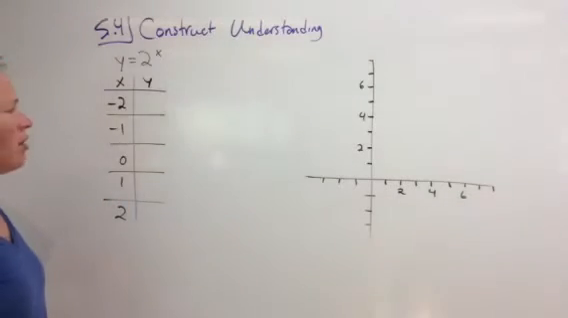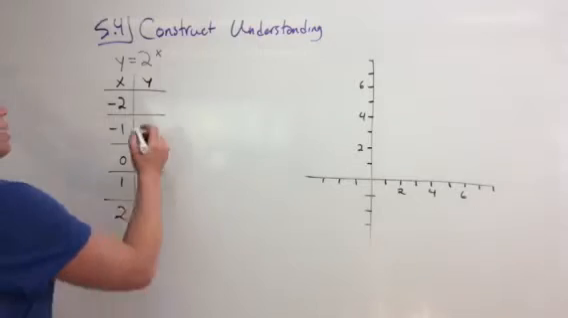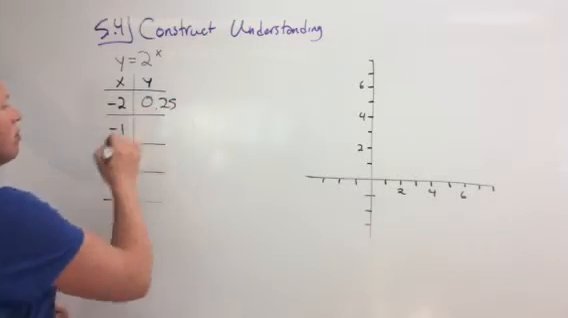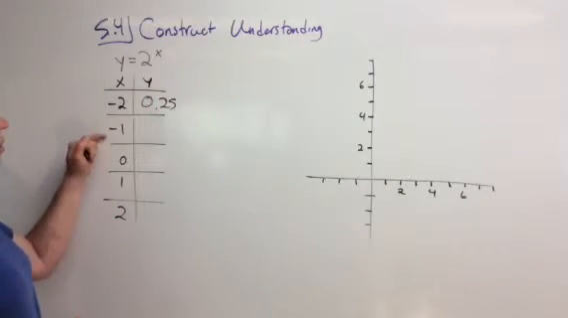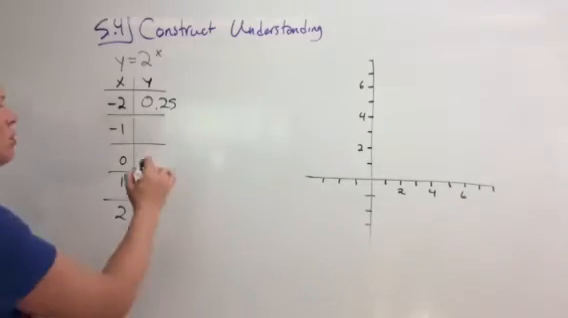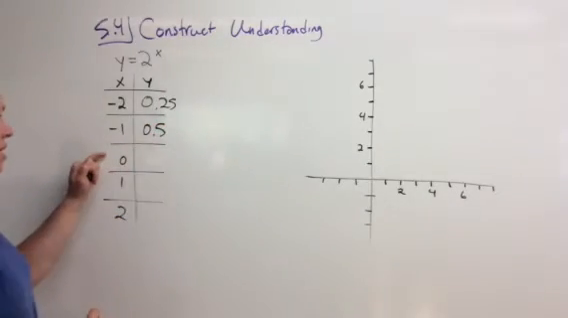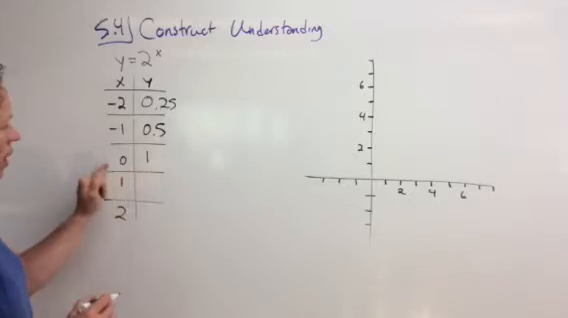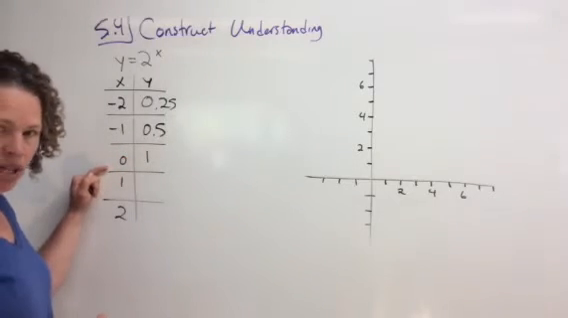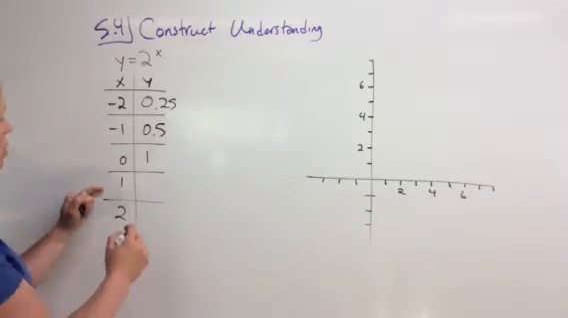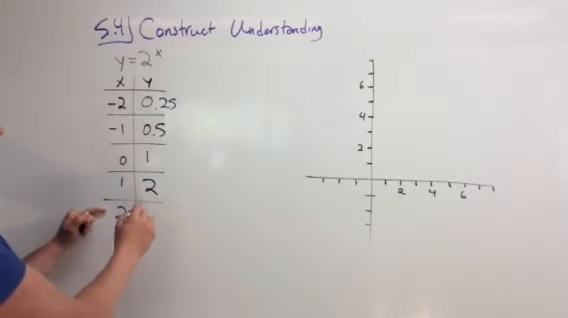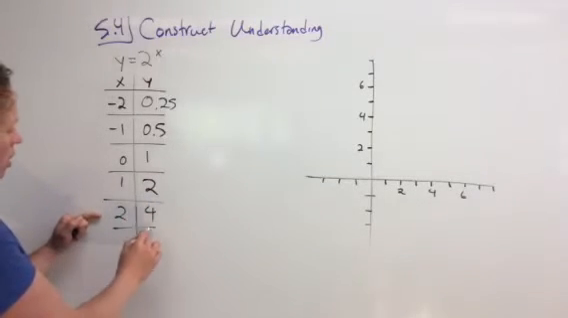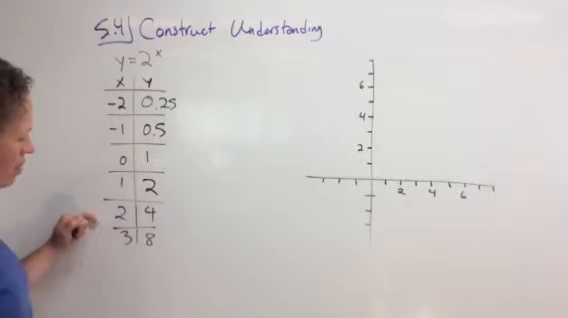2 to the power of negative 2, that's 1 over 2 squared. 1 over 4 is 0.25, so we can just use the decimal version of this. 2 to the power of negative 1 is 1 over 2, which is 0.5. Anything to the power of 0 is 1, so there's our anchor point that all exponential graphs have in common. 2 to the power of 1 is just 2, 2 to the power of 2 is 4, and we could even increase this to 2 to the power of 3 is 8.